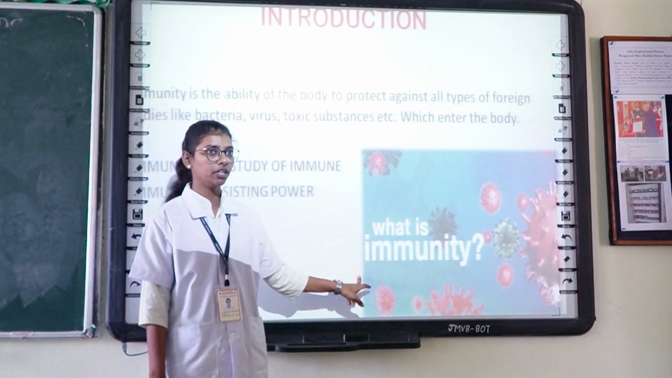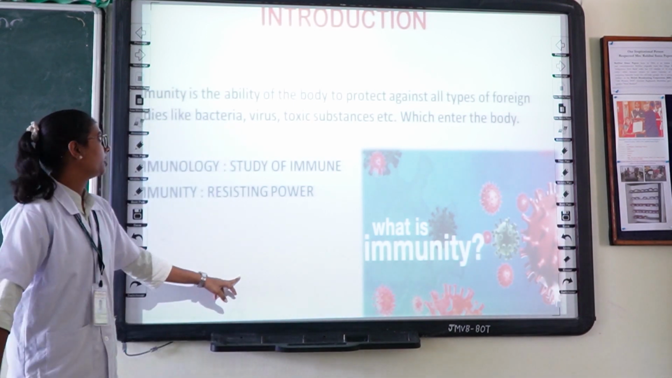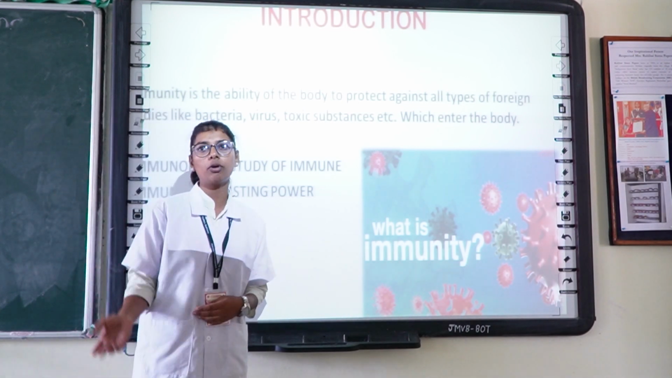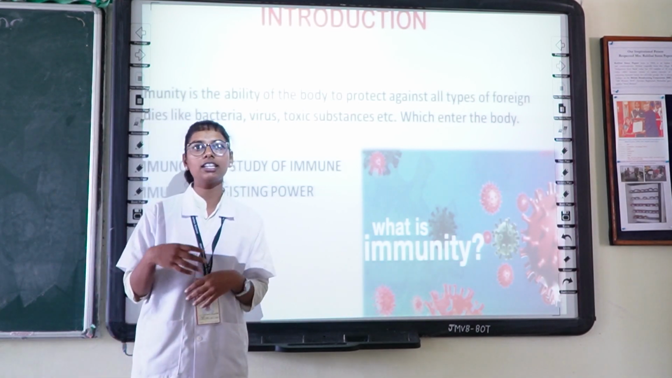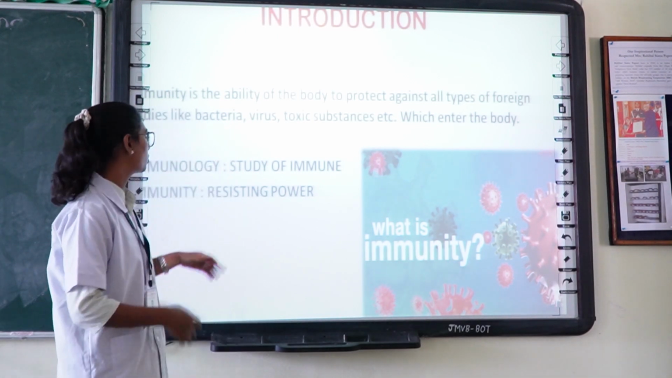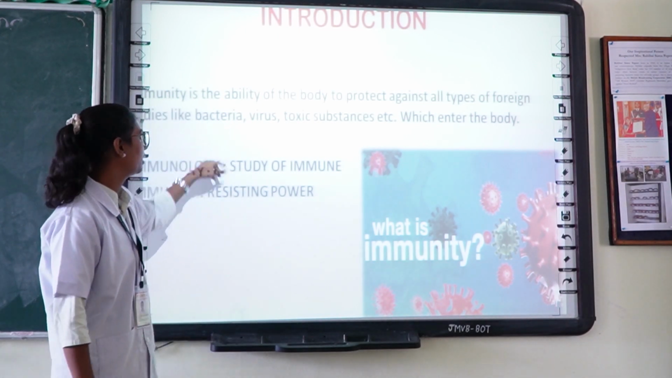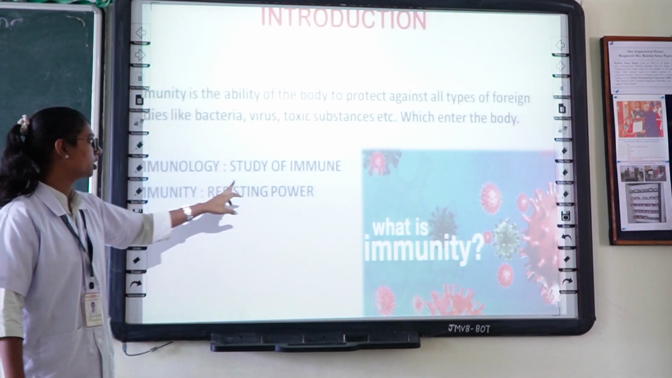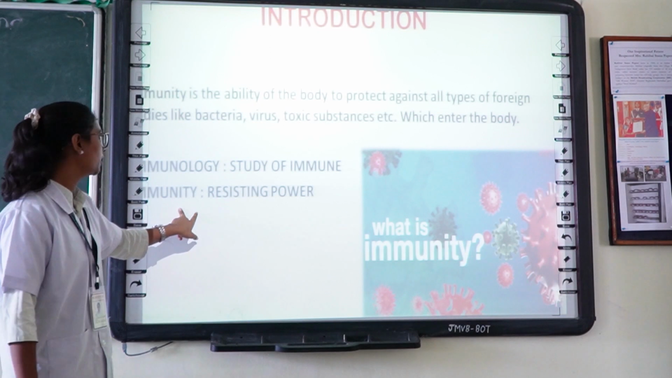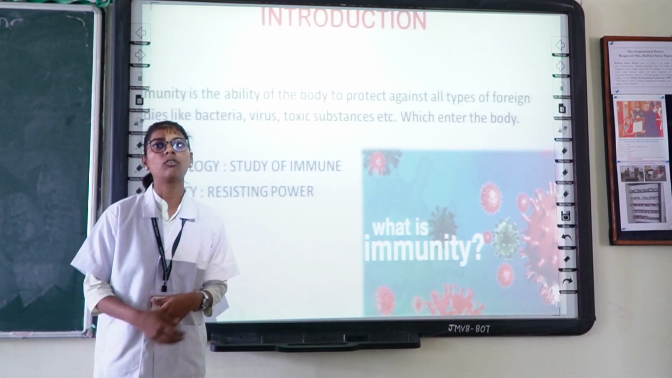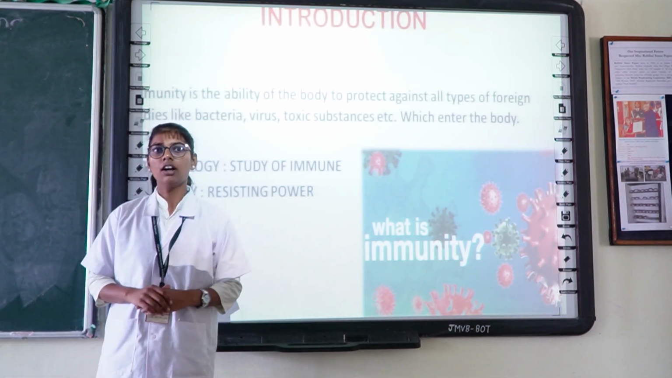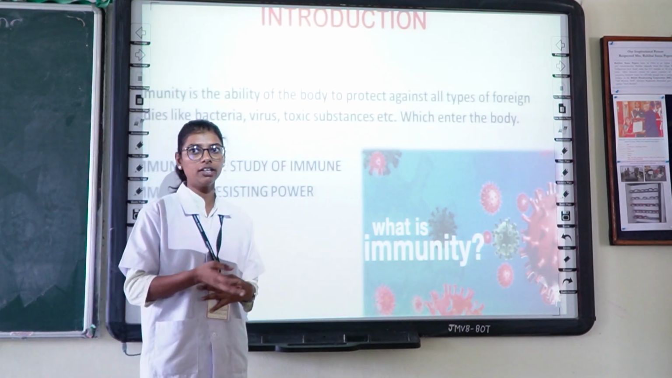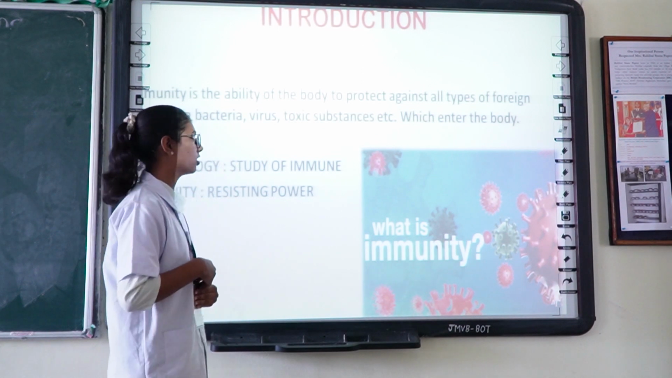So what is immunity? Immunity is the ability of the body to protect against all the foreign particles which enter our body, such as toxic substances, bacteria, and viruses. We will see what immunology is. Immunology is the study of immunity. Next, immunity is all about resistance power, the ability of the body to protect or fight against the foreign particles from the environment which enter our body.